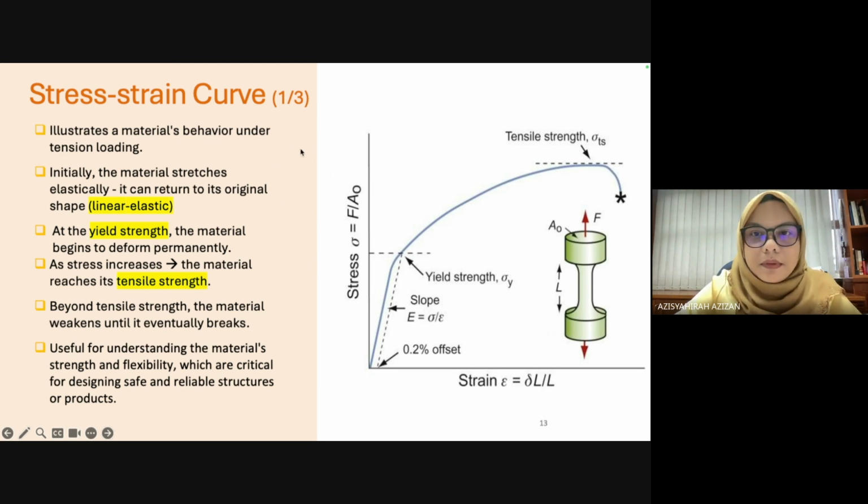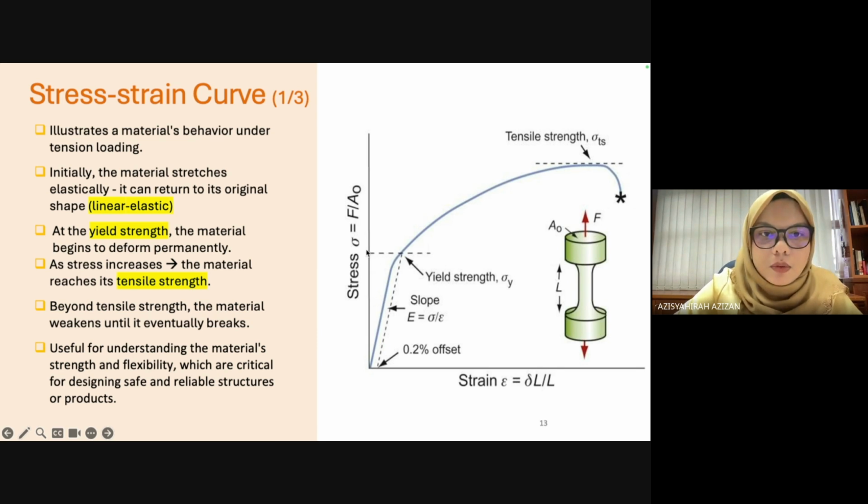The stress strain curve. The figure that you see here is the stress versus strain curve. This curve is used to describe how a material behaves when it is stretched, when this material is pulled under tensile loading. Basically, it helps engineers understand how much force a material can handle before it starts to deform or break, right?